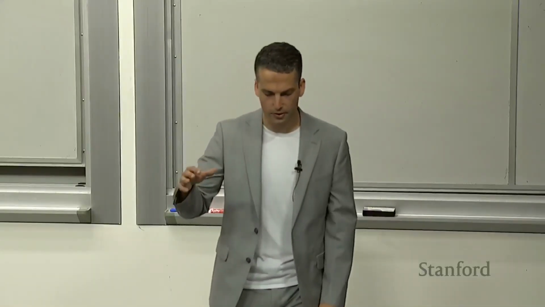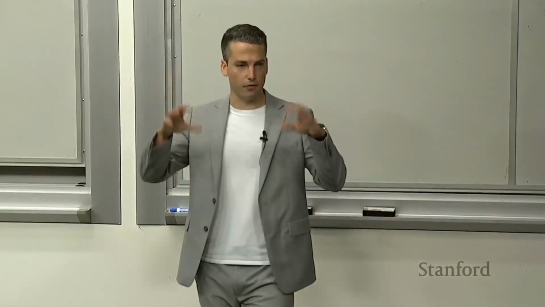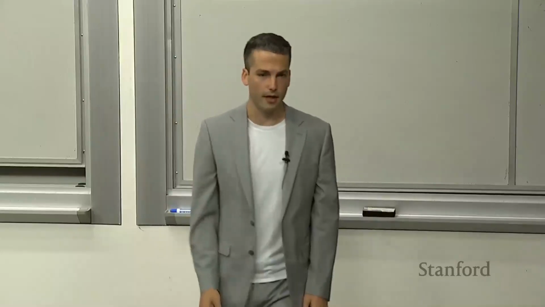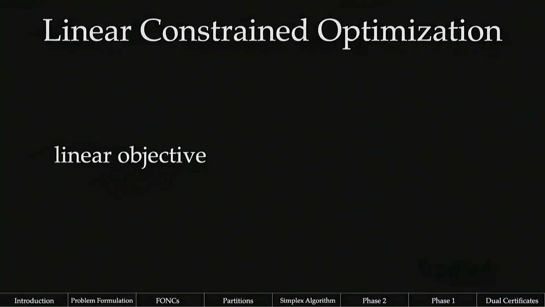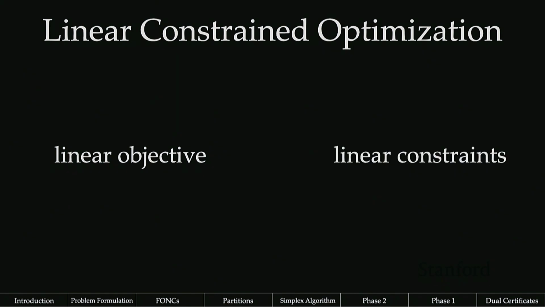Okay, so linear constrained optimization at a high level, sort of zooming all the way out, what is a linear constrained optimization problem? Well, anytime that you have a linear objective with linear constraints, that gives you what we call a linear program. So linear program is just another name for a linear constrained optimization problem. Typically, it's referred to as a linear program, though.